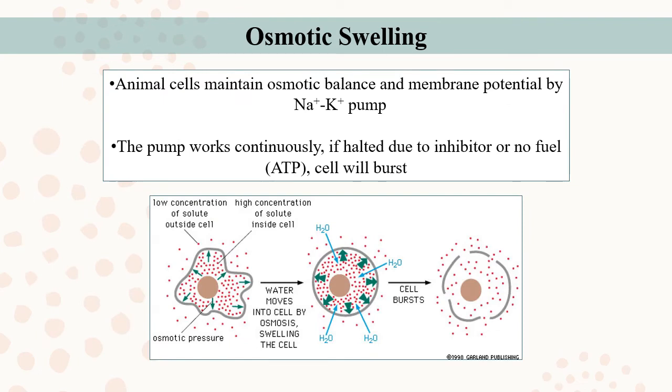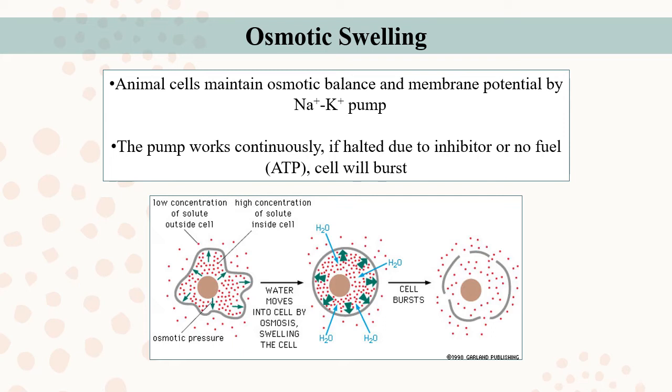So this is just an example. The animal cells maintain osmotic balance and membrane potential by the sodium potassium pump. This pump works continuously and it cannot be halted. If halted by using some inhibitor, or in some cases due to absence of ATP, the cell may burst.